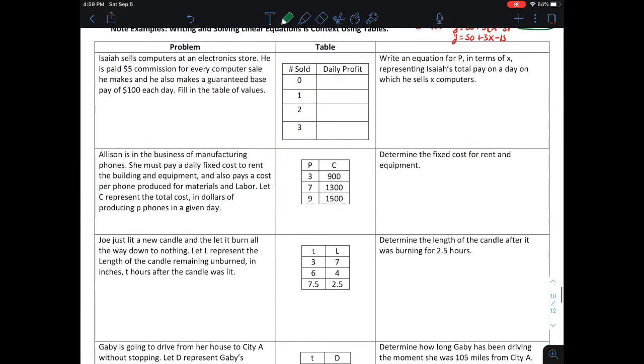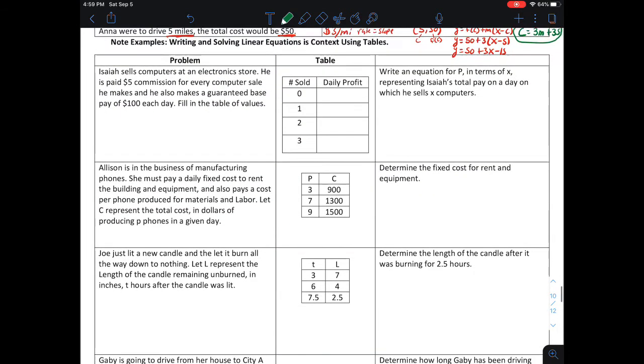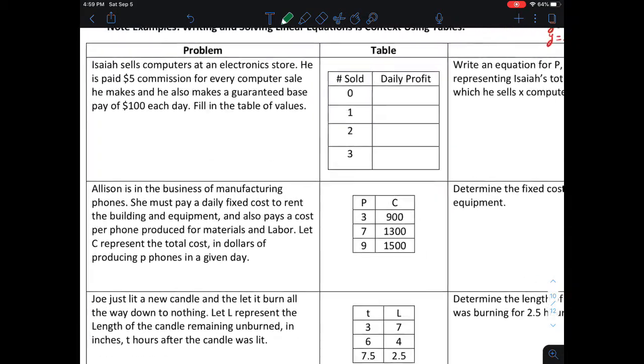Okay, now let's do some more applications. But now instead of just writing an equation, we're going to work around some tables and try to solve some items. So we're given a situation, and I have that organized where I got the table in the middle and then what we're looking for in the column on the far right. So here in this first problem, Isaiah sells computers at an electronics store.